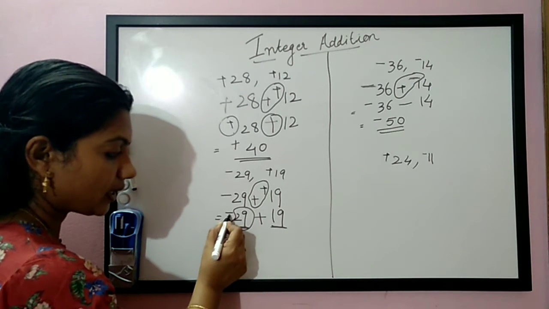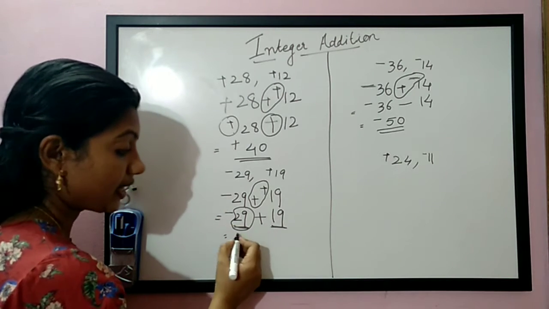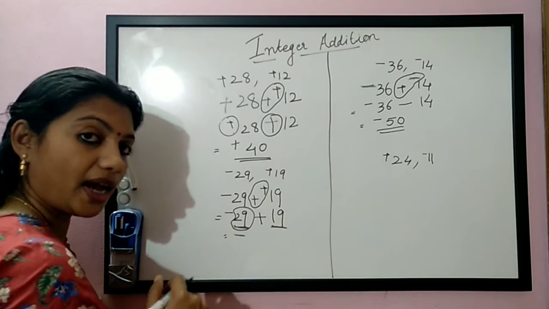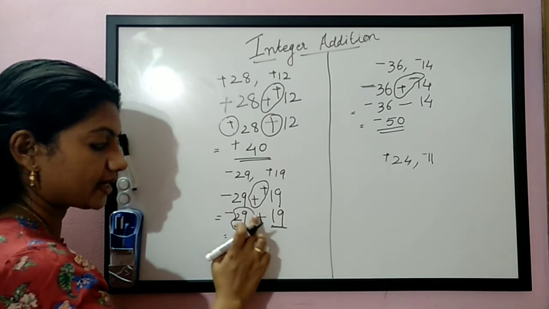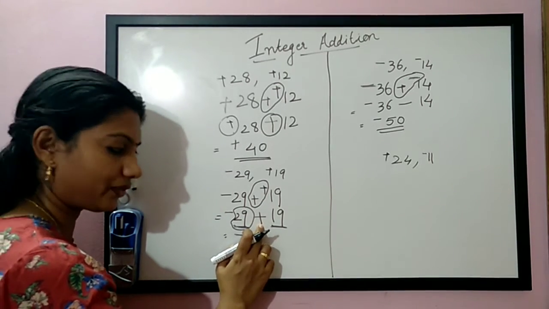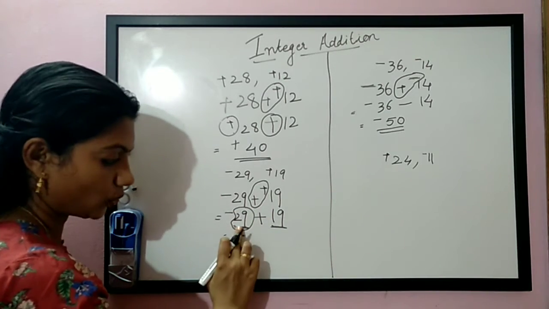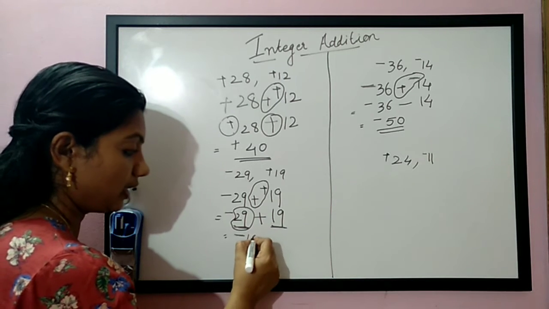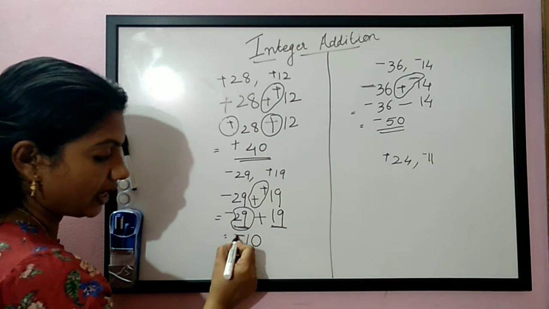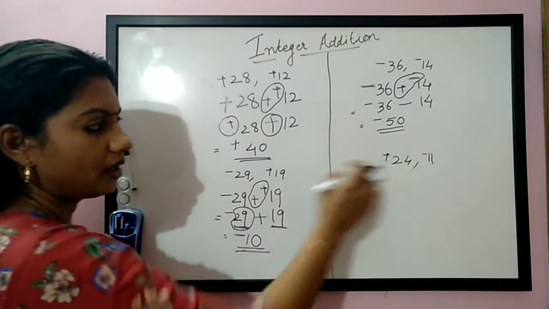Now when I look at only the number, 29 is big. So what is the symbol of 29? The symbol of 29 is negative. So my answer will have a negative symbol. Now as these two symbols are different, I will be subtracting these numbers. 29 minus 19 is 10. So I get negative 10 as the answer. Look at this.